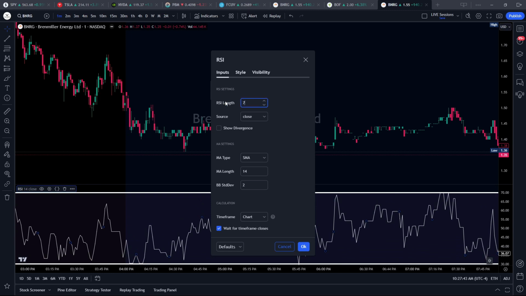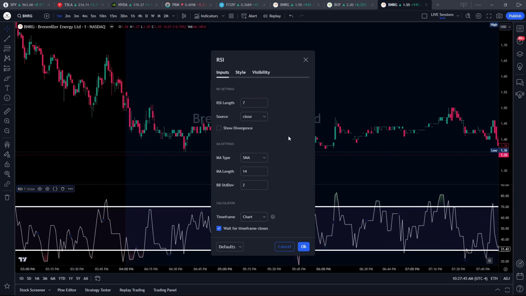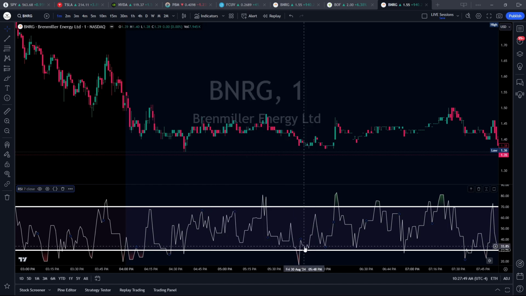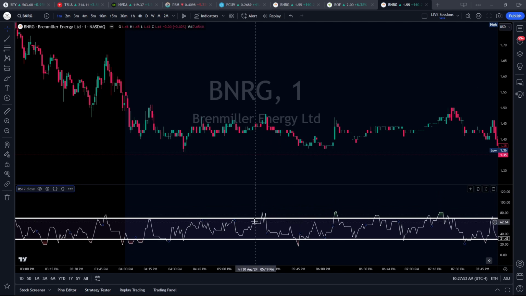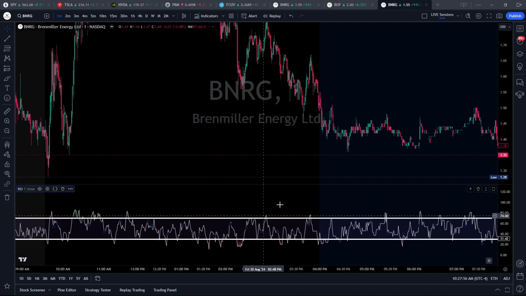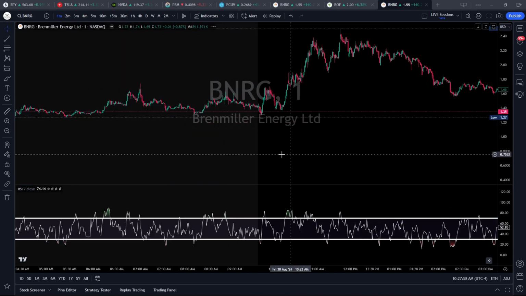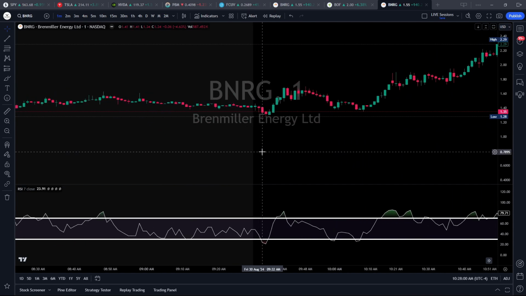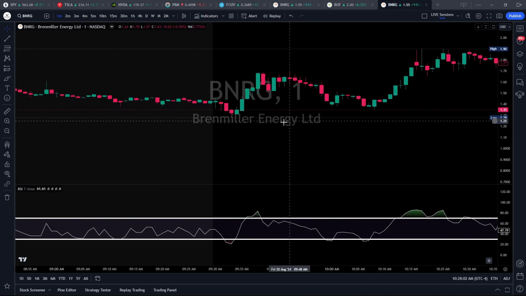So this will change based on the data points that you have set. So this is going to be set to a 7 length. So hit OK. And now we're getting more signals. Basically, that's what it means. It's going to be a little bit more rapid fire. Going to get more signals. Up, down, up, down, up, down, right? So if we zoom in over here again where we have that first setup.